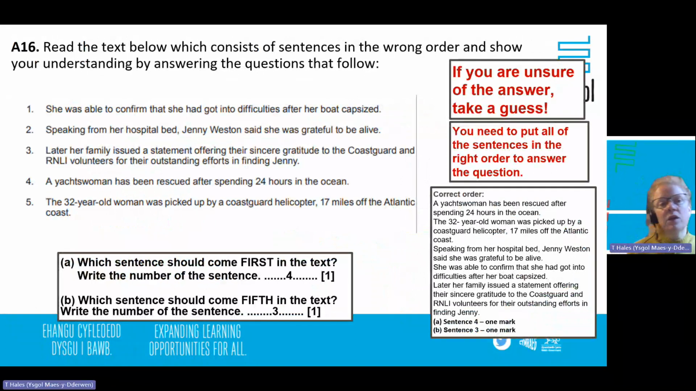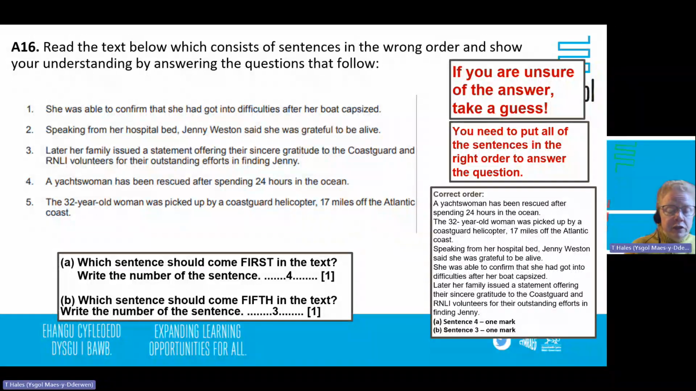Okay. And then the last question in the editing section is the one where you've got to put the sentences into the right order. So you've got a story or part of a story, and you've got to make sure that you put the sentences in the right order and then decide which one would come first or fifth or whatever it is that they ask you to do. So in this particular question, they've given you some lines from a story about a lifeboat and a rescue. And again, definitely guess. Don't just leave this blank. Make sure you give it a go.